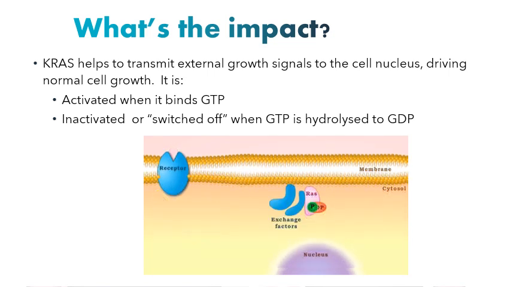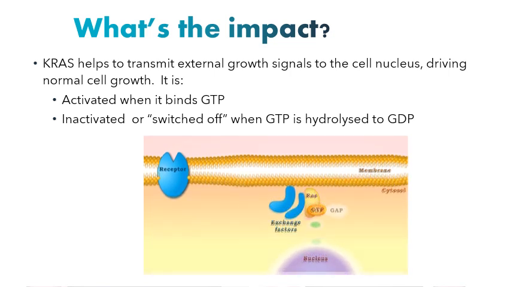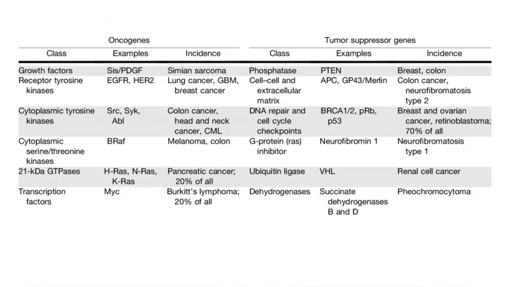So as you can see here, some exchange factors will happen, and this will be hydrolyzing the GTP to the GDP, and therefore will cause the cancer. These are some of the classes of oncogenes and tumor suppressor genes, some of the examples, and some of the incidents that they might cause.